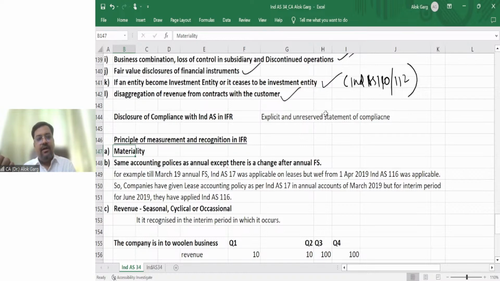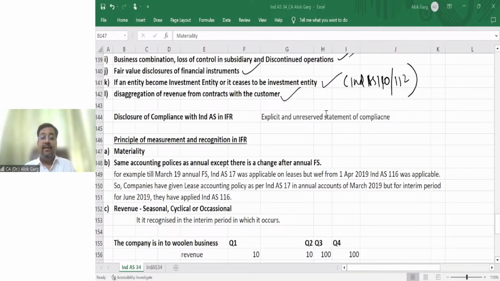It is 10%. Now the question arises for identifying the materiality, whether the interim period number needs to be considered, or materiality has to be checked from the full year, from the full set of numbers, from the full set of financial statements, from the annual period financial statements. What is your view?